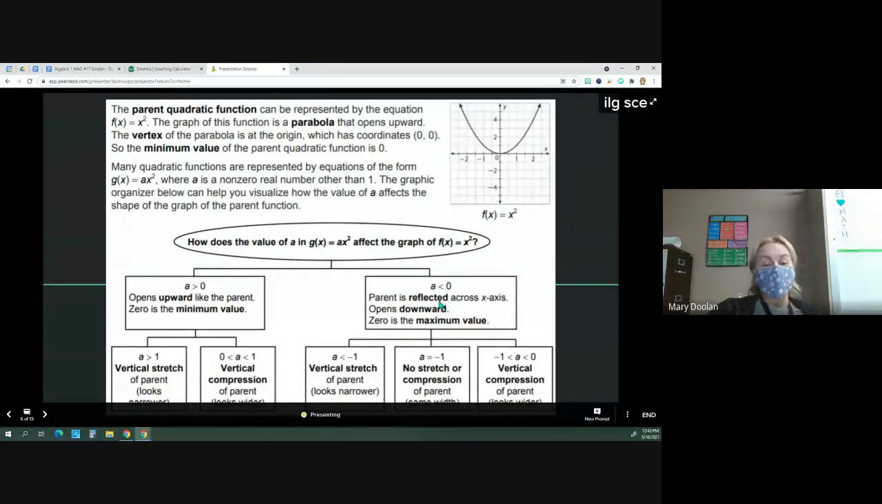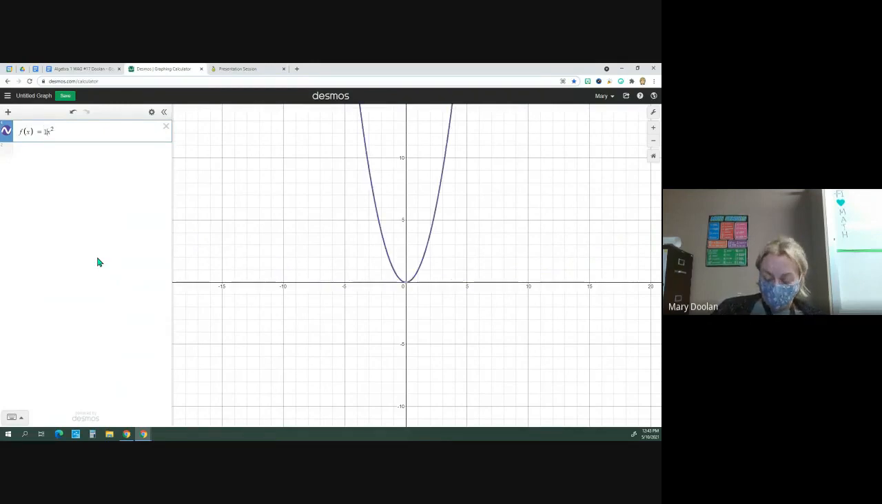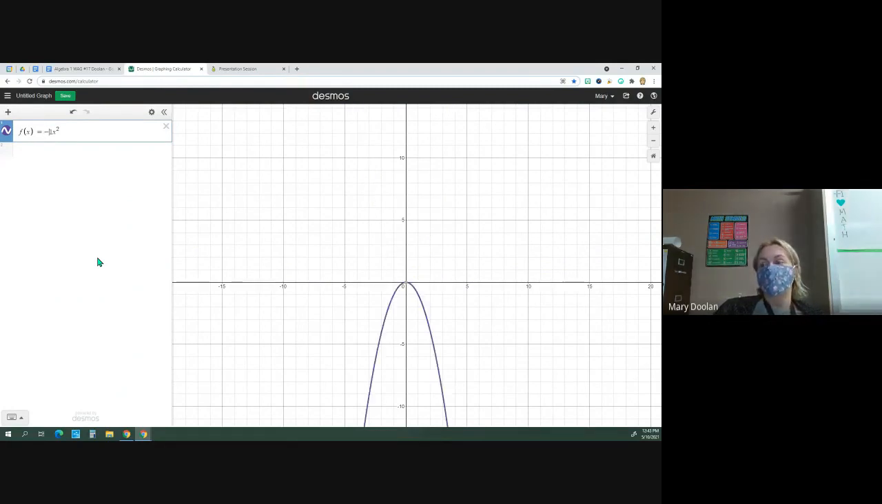Less than 0, that just means a negative number, okay? When that happens, these things are going to be true no matter what negative you have. The parent is reflected across the x-axis. It opens downward, and 0 is now the maximum value. So if I go back to 1x squared, which is the parent function, but now I'm going to make this negative. It just flipped across the x-axis. It's now opening downward, and the greatest value, the maxima, is 0.